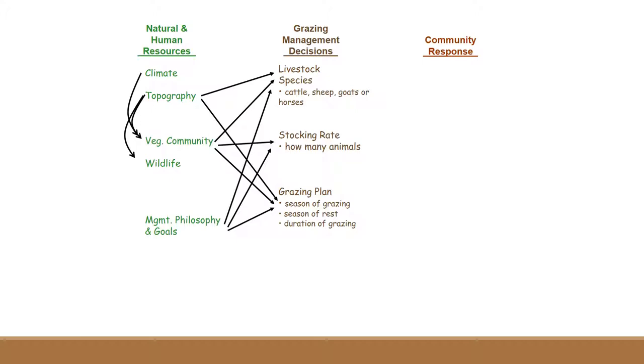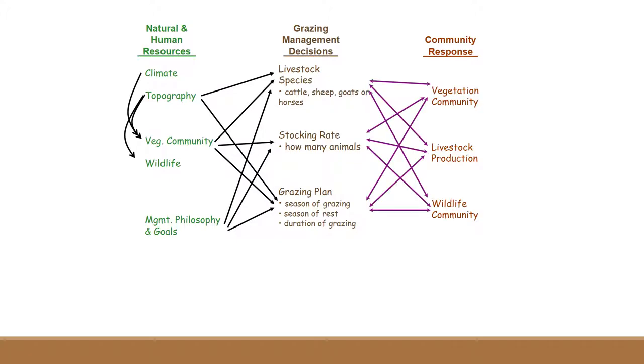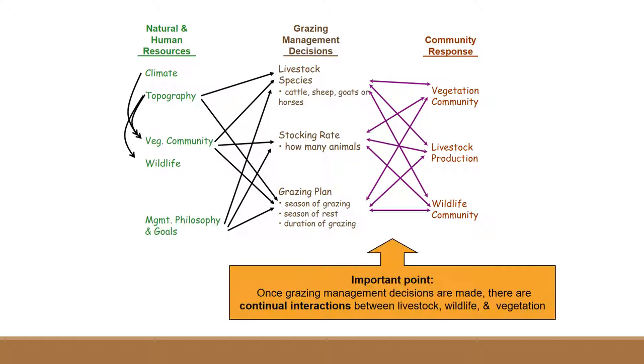What's important is these three decisions that we make as range managers affect other very important factors. They affect the health of the vegetation community. They affect the productivity of animals, how much weight they gain, how much we might be able to make and produce of livestock. And they also affect the wildlife community. And all of these things are interacting. So there are continual interactions between livestock, wildlife, and vegetation. Again, this is just part of the multitasking of being a good rangeland manager.